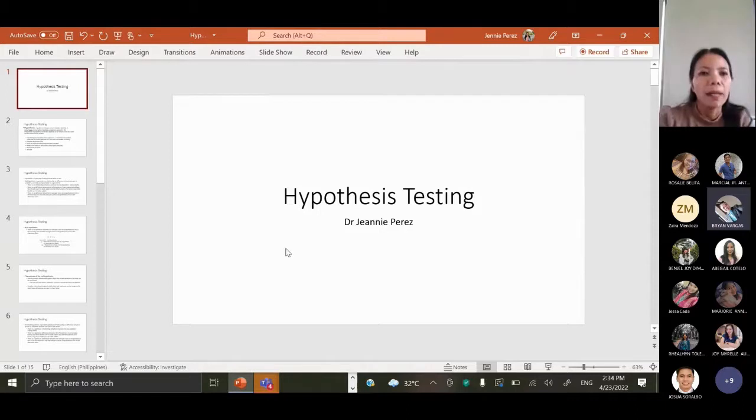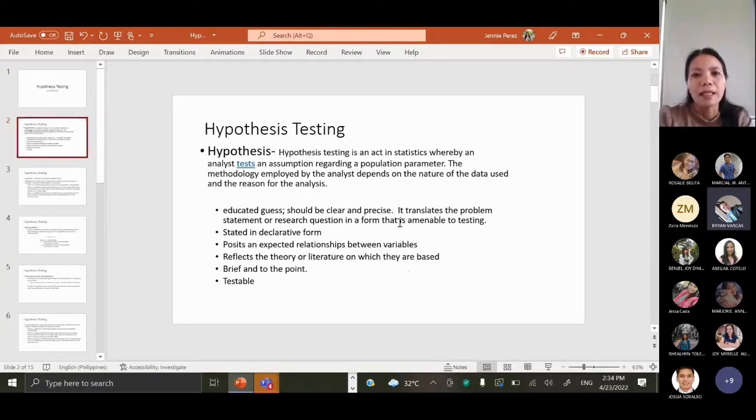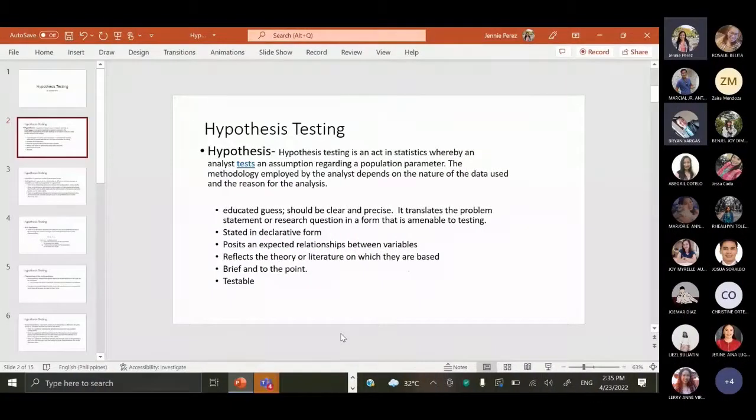Now, hypothesis testing is an act in statistics whereby an analyst tests an assumption regarding a population parameter. The methodology employed by the analyst depends on the nature of the data used and the reason for the analysis.